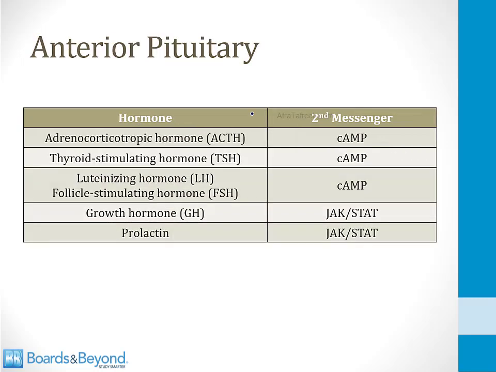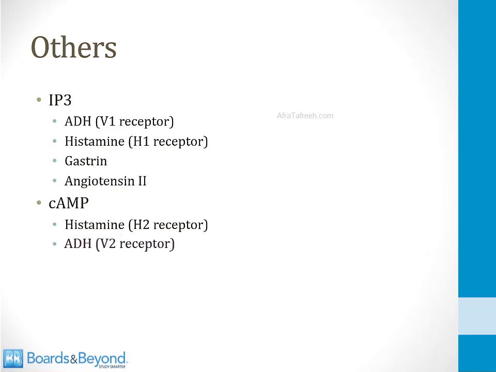The anterior pituitary also produces a number of hormones that use a cyclic AMP system. We talked about these. They include ACTH, TSH, LH, and FSH. There are two anterior pituitary hormones, though, growth hormone and prolactin, that use JAK-STAT systems. And then here are the other IP3 and cyclic AMP receptors.